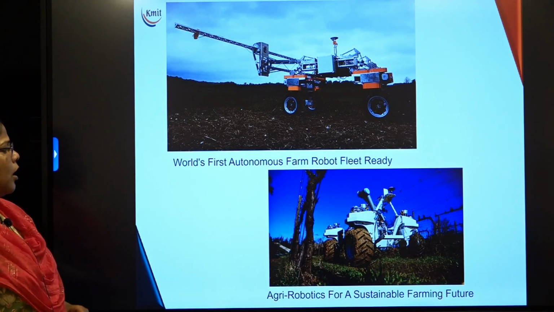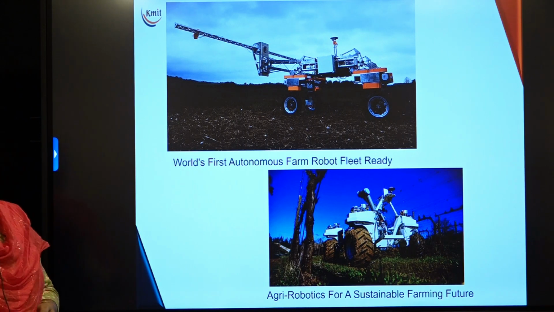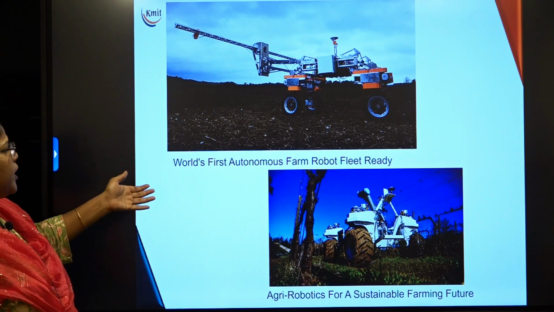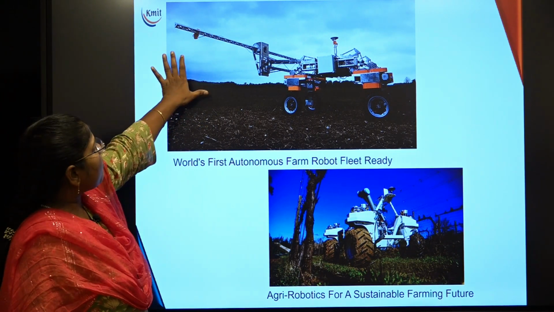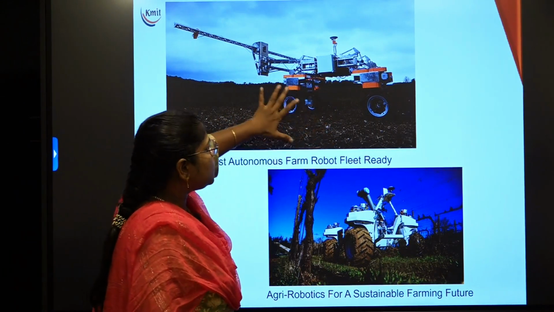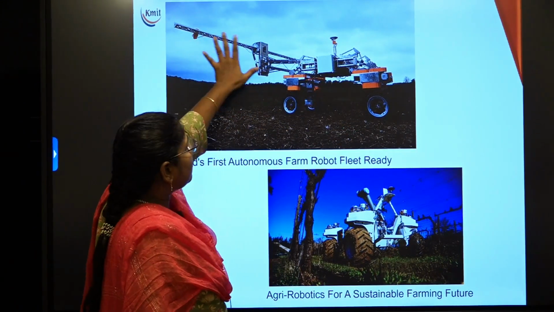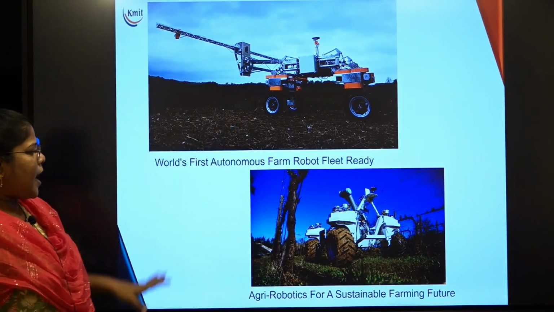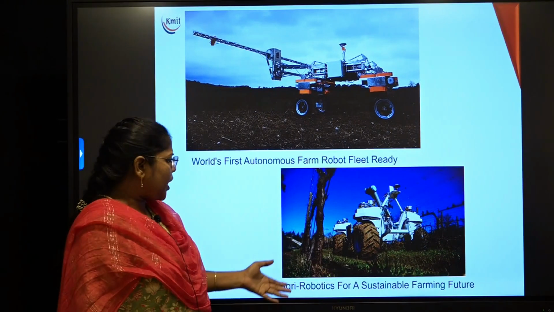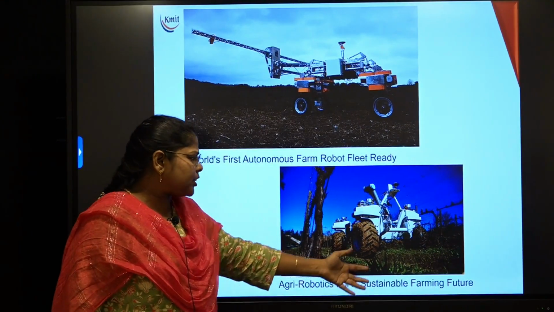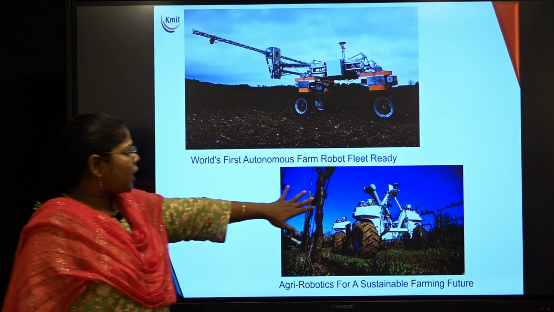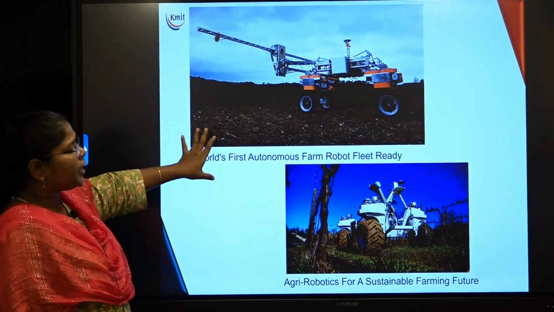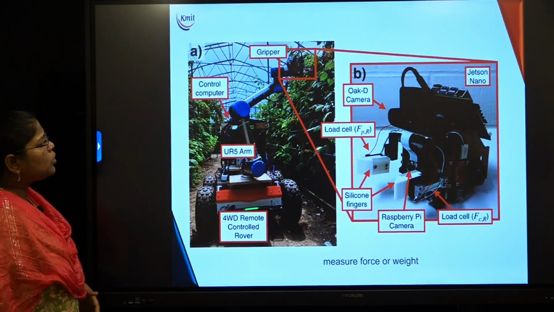Coming to the different types of robots that we have: the world's first autonomous farm fleet robo. In this type of robot we have wheels, a plunger, an antenna, different cameras, and so on. Here we also have agriculture robots for sustainable farming in the future. These are the different robots that people are already using in the fields.